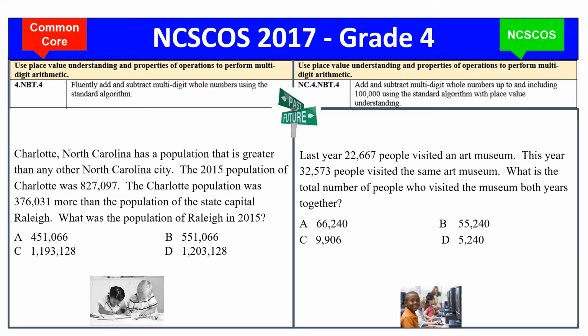Students continue to develop fluency with addition and subtraction in NC 4NBT4. However, students only solve problems within 100,000 rather than within 1 million.